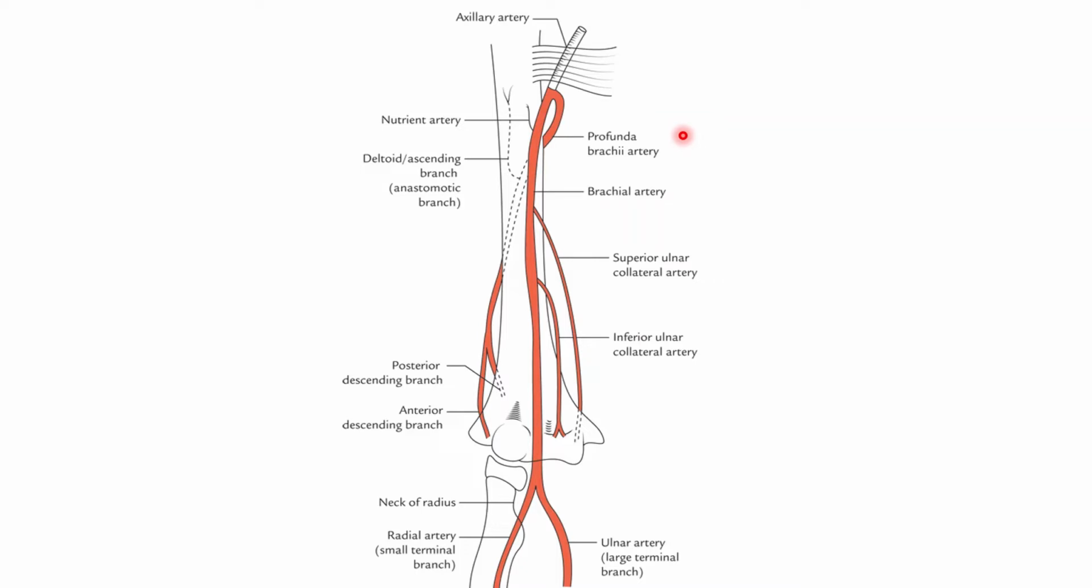The arteries which take part in the anastomosis from below, or from the distal end, are the branches of the radial and the ulnar artery. As we have already studied, the radial and the ulnar arteries are the terminal branches of the brachial artery itself in the cubital fossa.